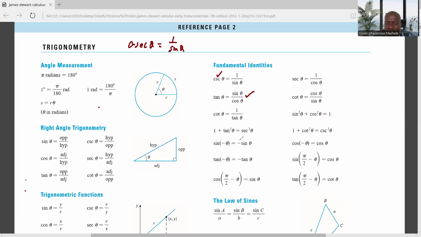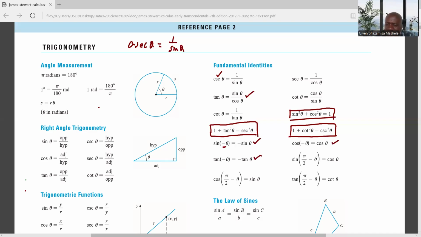Then again, you need to familiarize yourself with some things like this. 1 plus tan squared theta is the same as sec squared theta. And 1 plus cot squared theta is the same as cosec squared theta. These are what you'll be getting at university. For example, sine squared plus cos squared we know is 1. And this is just a negative angle. A negative angle is in the fourth quadrant, so this becomes negative sine, positive cos, and negative tan.